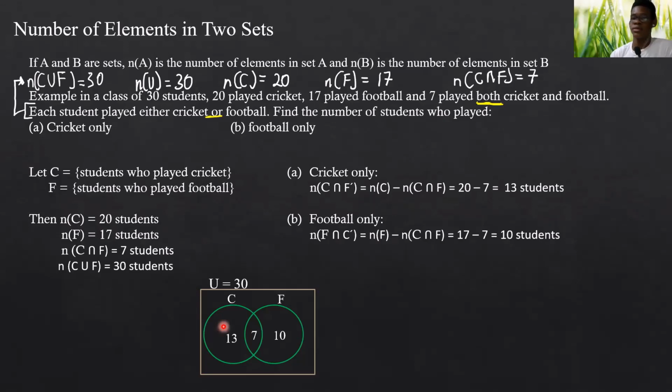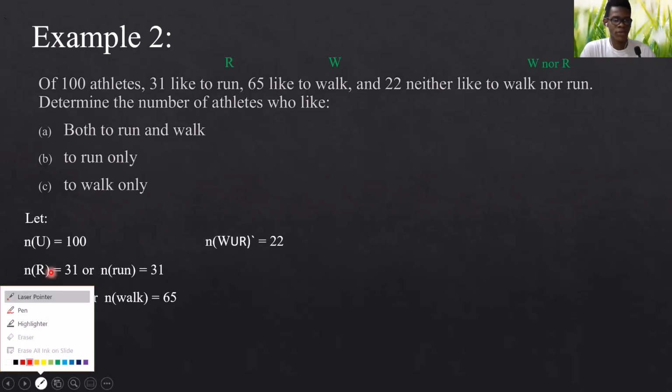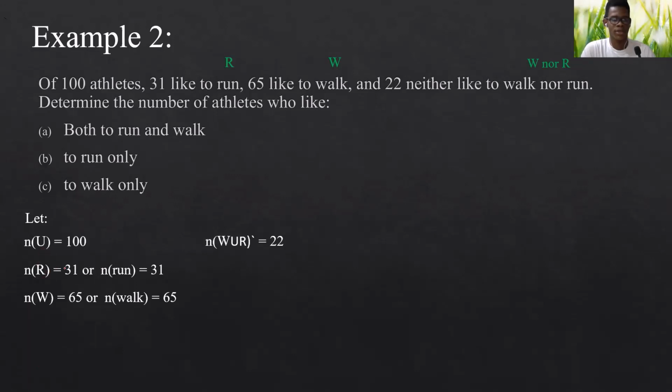Right? So again, if I told you there are 20 persons playing cricket, and out of those 20 students, 7 are playing both cricket and football, and I want to know how many are only playing cricket, you would just subtract the 2. Especially if I told you this, each student played either cricket or football. Let's take our time. Never mind that the answers are already showing at the bottom here.